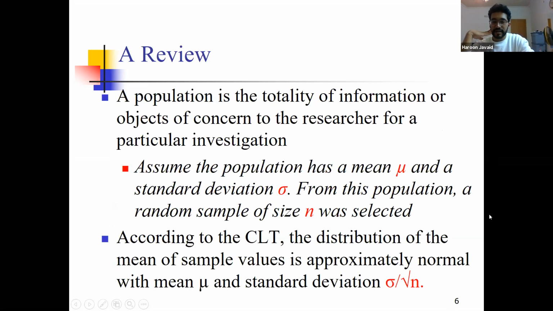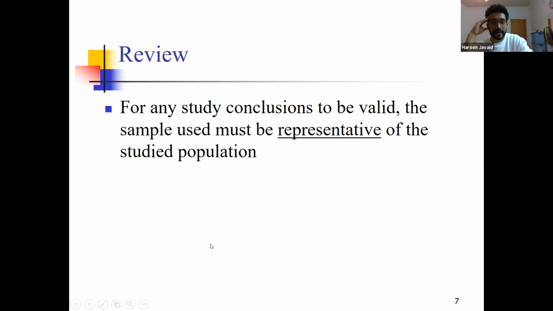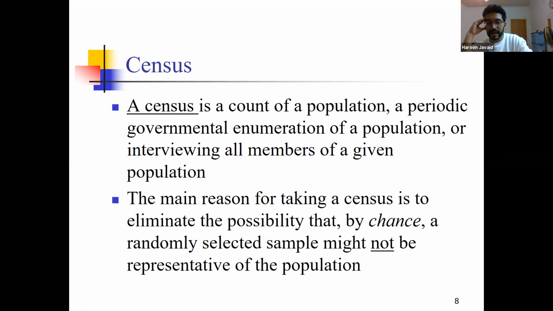Now, a population is the entire thing, and a sample is a representative sample. This is all repetition, skip. Okay, so a census is when you don't take a sample.